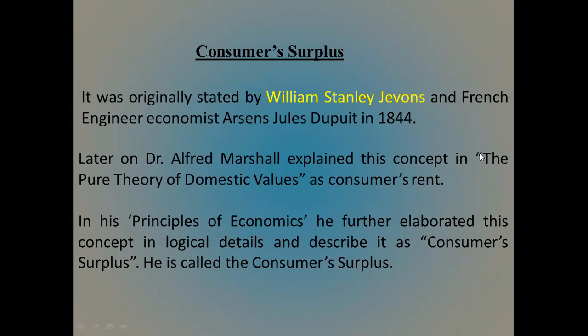In this video, we'll be talking about consumer surplus. It was originally stated by William Stanley Jevons and the French economist Alphonse Jules Dupuit in 1844. Later on, Dr. Alfred Marshall explained this concept in the pure theory of domestic values as consumer's rent. In his Principles of Economics, he further elaborated this concept in logical detail and described it as the consumer surplus.